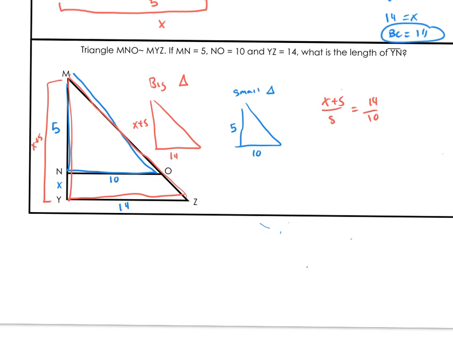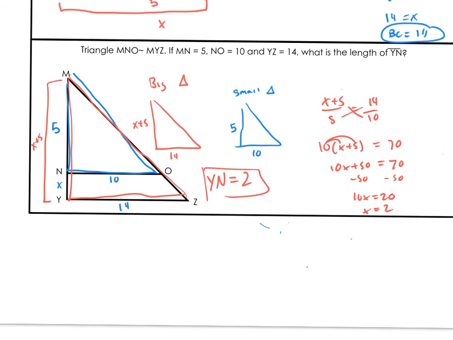All right. Now we cross multiply, and what we get is 10 times x plus 5 equals 5 times 14, which is 70. Now we distribute. We have 10x plus 50 is equal to 70. Subtract 50 from both sides. We got 10x is equal to 20. X equals 2. All right. So YN is equal to 2.